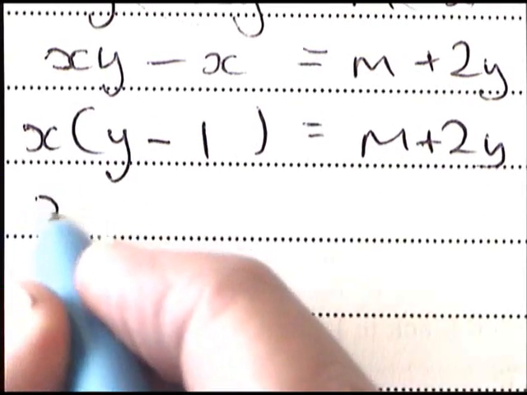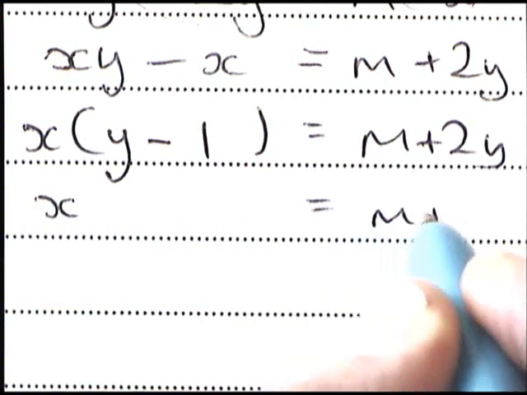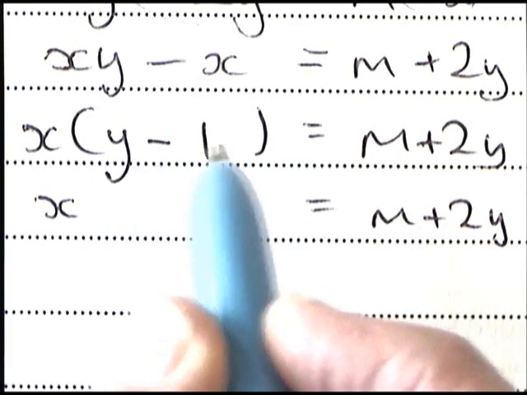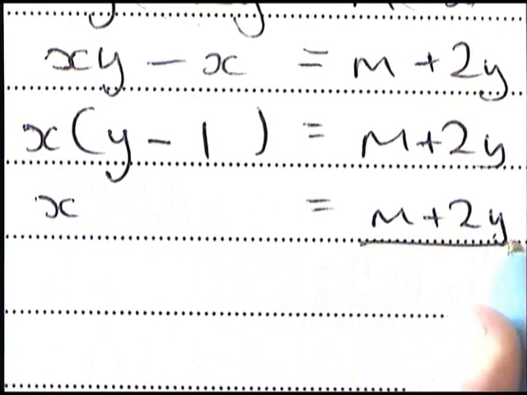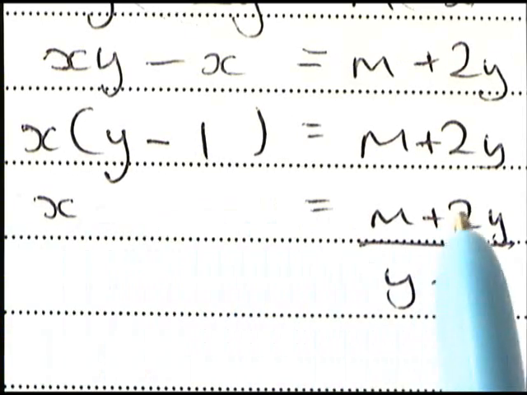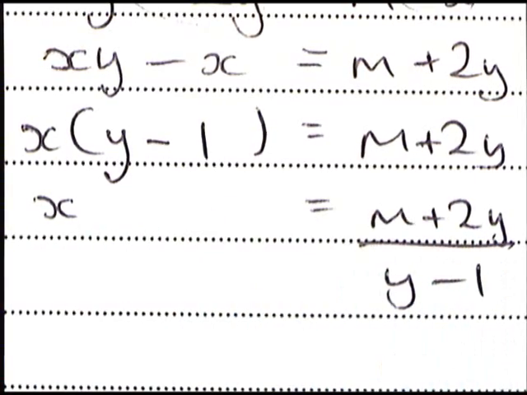Final step. Leave the x where it is. Leave the m plus 2y where it is. I've got to shift this thing here, this bracket. At the moment it's multiplying by the x, I can just take it over here and divide. And there's my answer. X equals m plus 2y divided by y minus 1.